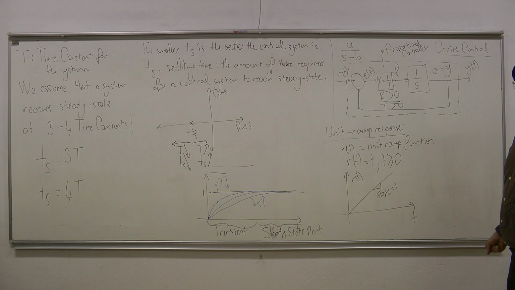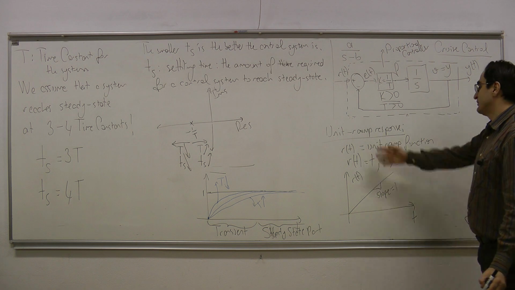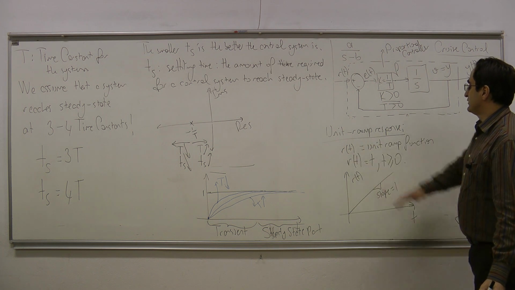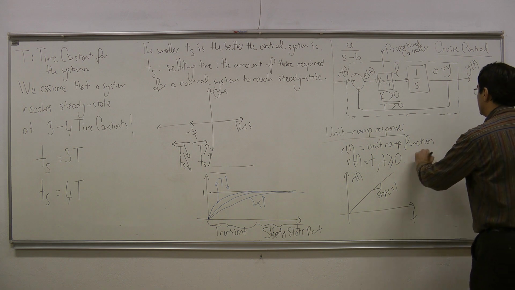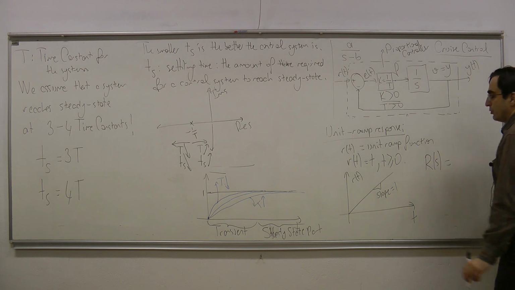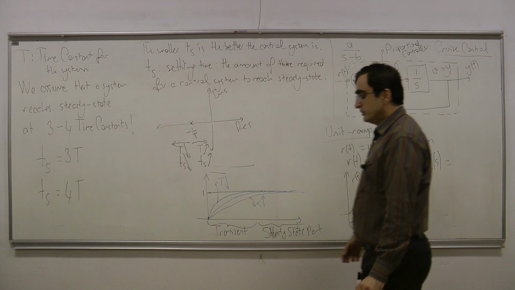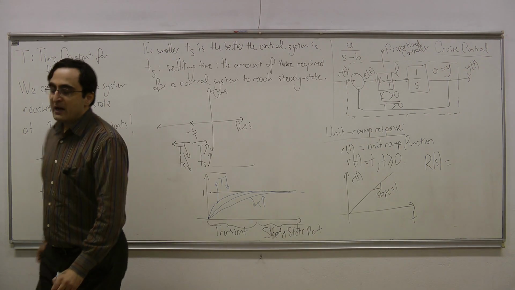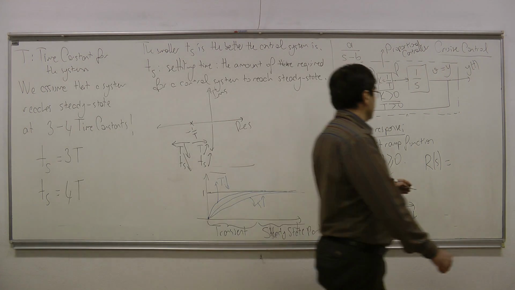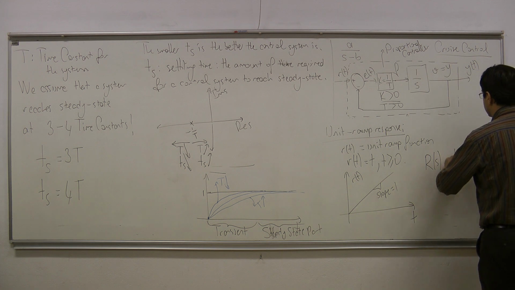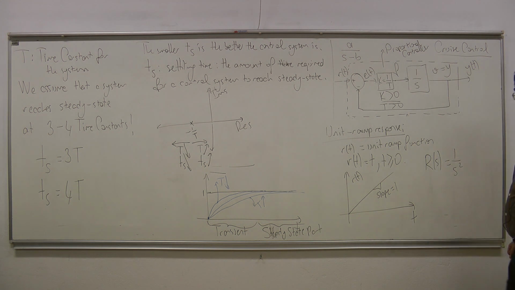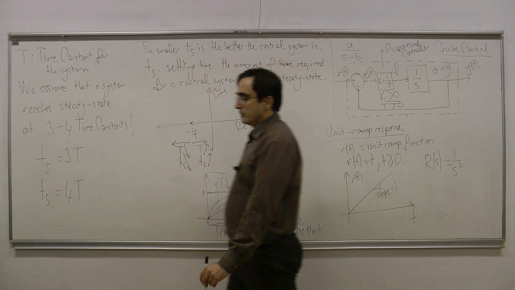And what is the unit ramp response? It is the response of this system to this input. And what is the Laplace transform of the unit ramp input? We have seen earlier that the unit ramp function has the Laplace transform 1 over s squared.